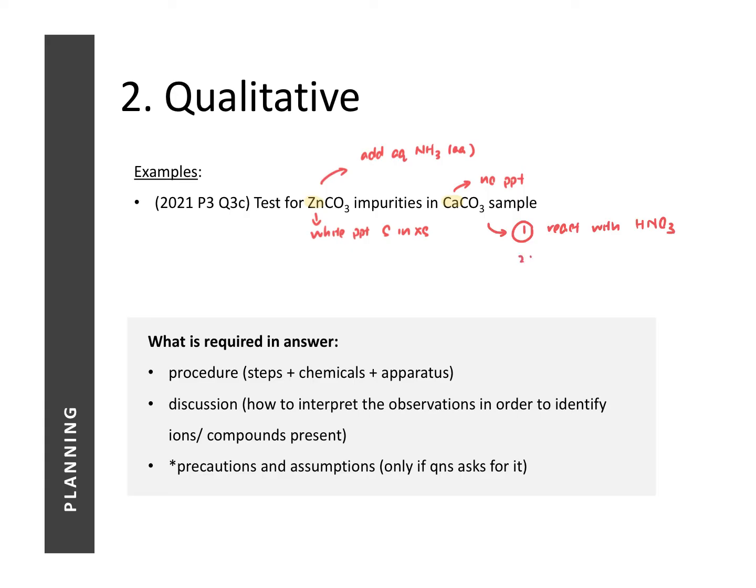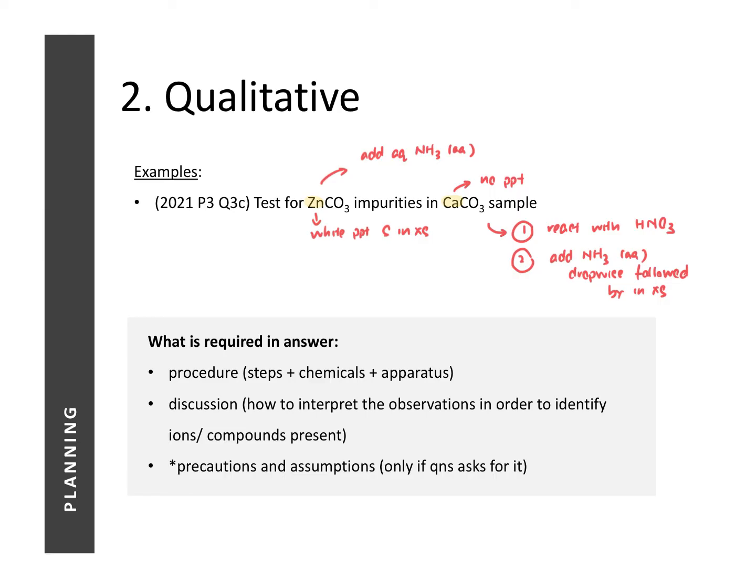I think most students would forget the very important prerequisite step, which is to react with nitric acid. And then only after they have been converted into the aqueous metal ions, then you add aqueous ammonia dropwise, followed by in excess. Now, if your zinc impurities were indeed present, what you would see is that at some point on adding aqueous ammonia, a white PPT would form, but then later on be dissolved again. If at no point do you see a white PPT, it means that you do not have any zinc carbonate impurities.